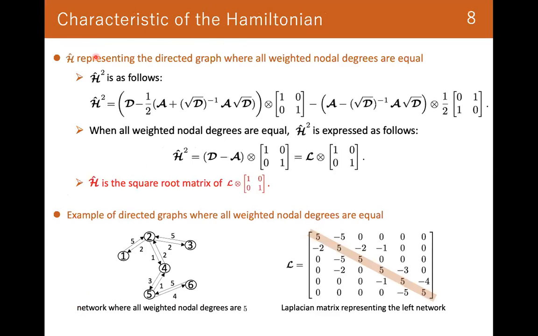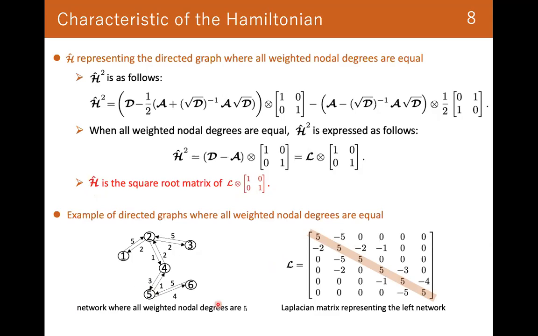Next, I will explain the characteristic of H hat representing the directed graph where all weighted nodal degrees are equal. The square of H hat is expressed as this formula, but when all weighted nodal degrees are equal, the square of H hat is expressed as this formula. Then, H hat is the square root matrix of the Kronecker product of L and the identity matrix. Moreover, this figure shows an example of networks where all weighted nodal degrees are 5, and this Laplacian matrix L represents the left network.